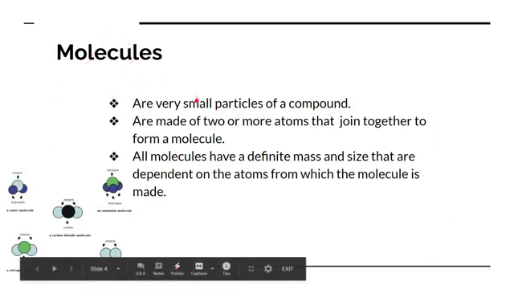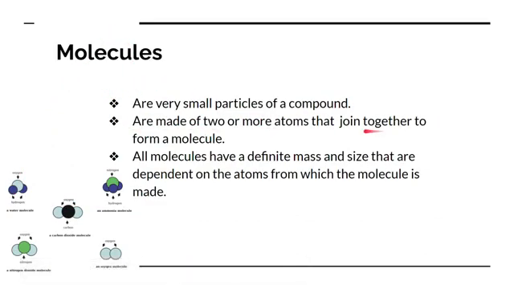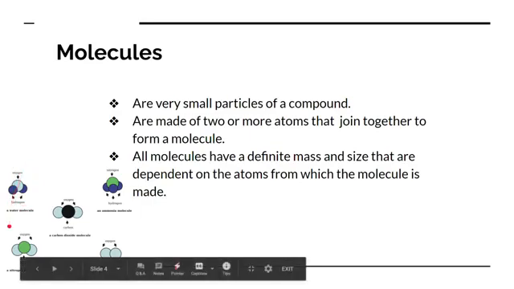Molecules. They are very small particles of compounds. They are made of 2 or more atoms that join together to form a molecule. All molecules have definite mass and size that are dependent on the atoms from which the molecule is made. Molecules and compounds contain their constituent elements in specific proportions that are characteristic of the compound. So right here we have a few examples of molecules: a water molecule, a carbon dioxide molecule, and an ammonia molecule.